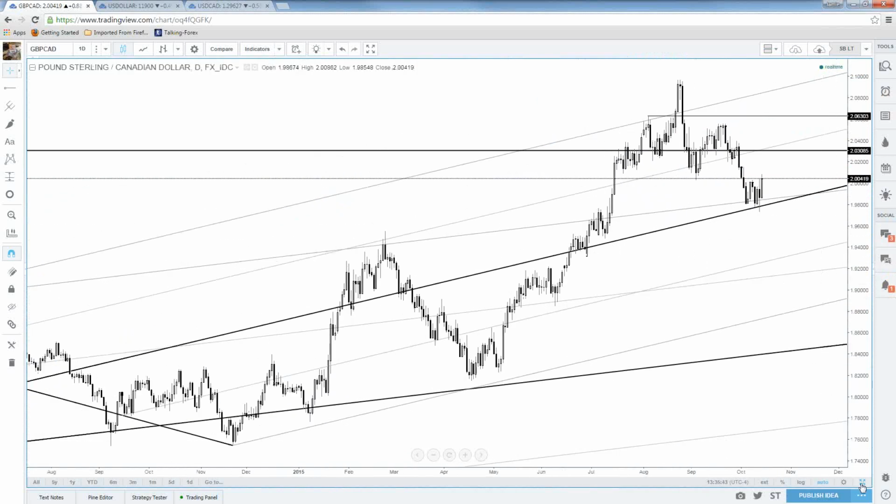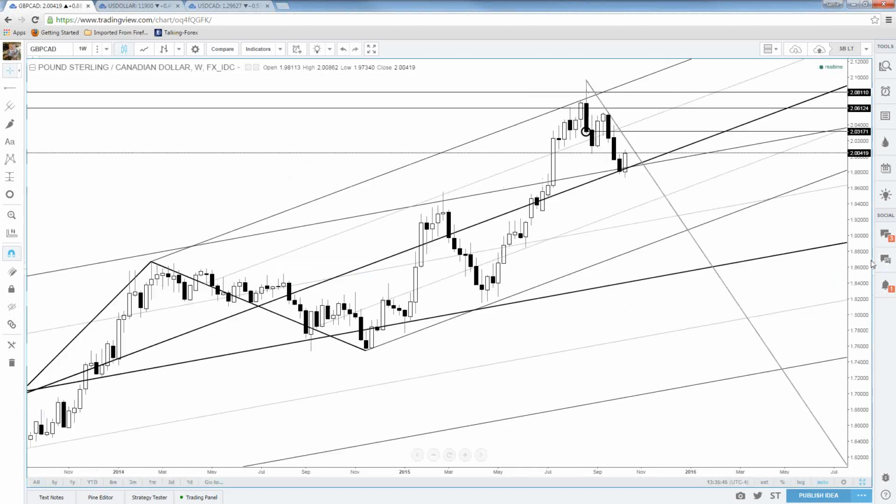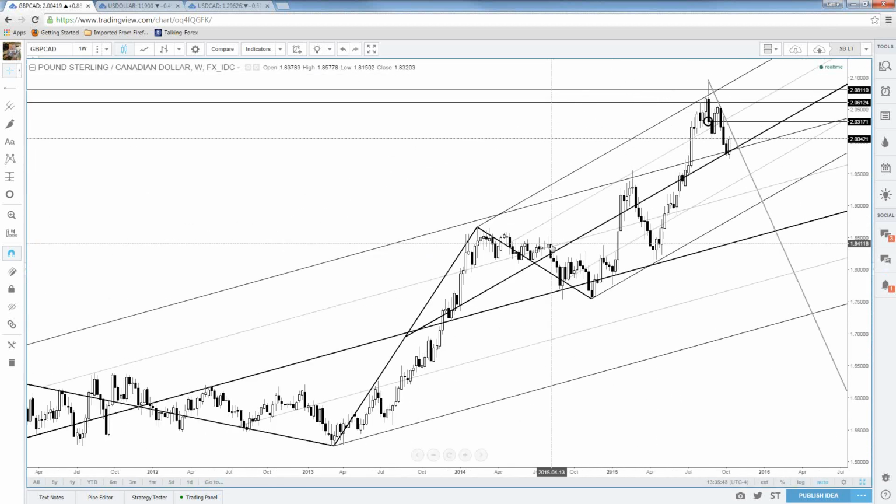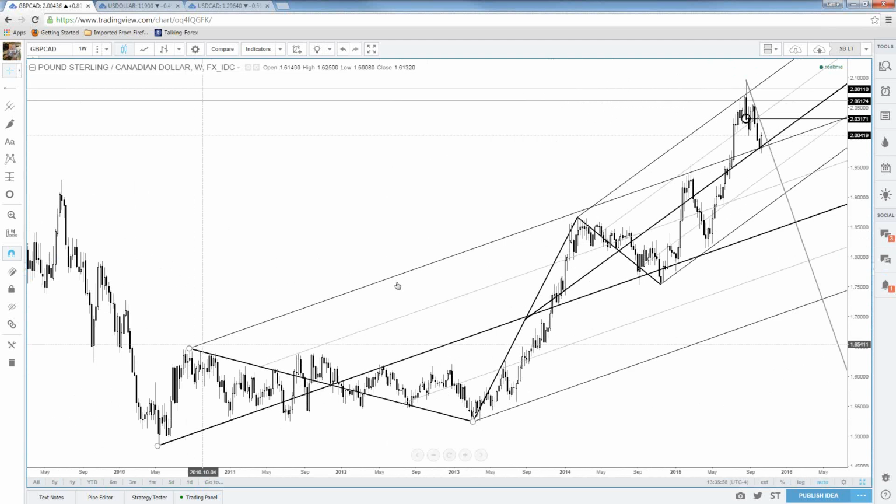Same thing here. We actually came into a long-term median line and former resistance. Okay, and we've shot higher.